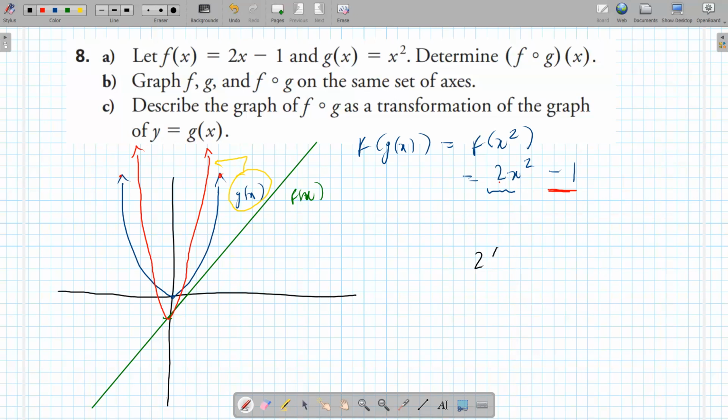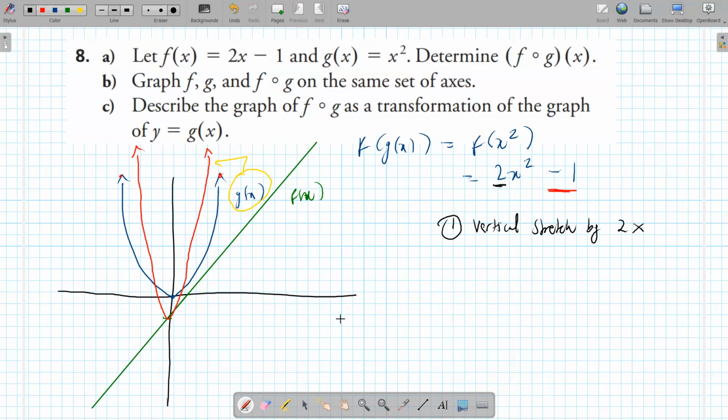There's a difference between this 2, which is inside the quadratic, and this 2, which is outside the quadratic. This 2 is going to affect the y values. It's going to move it vertically. It's going to stretch it vertically. So these are the transformations. If 2 is outside, it's going to affect it vertically. And it's more than 1, so it's going to stretch it. It's going to be a vertical stretch by a factor of 2.